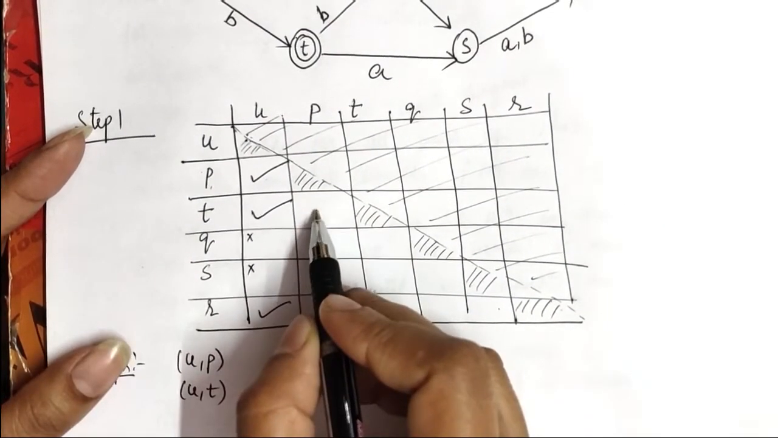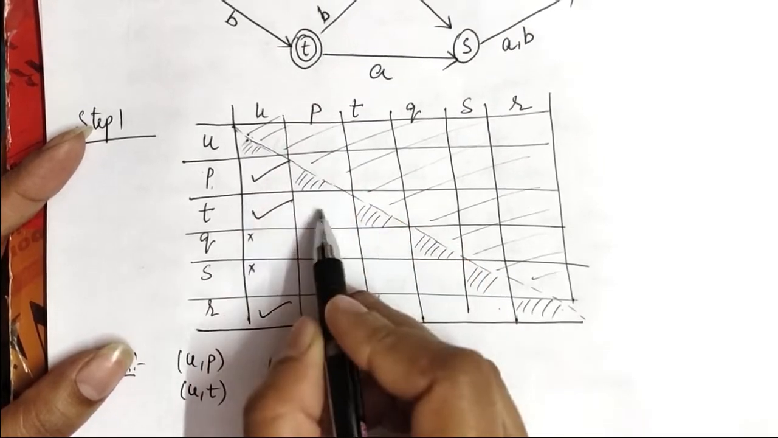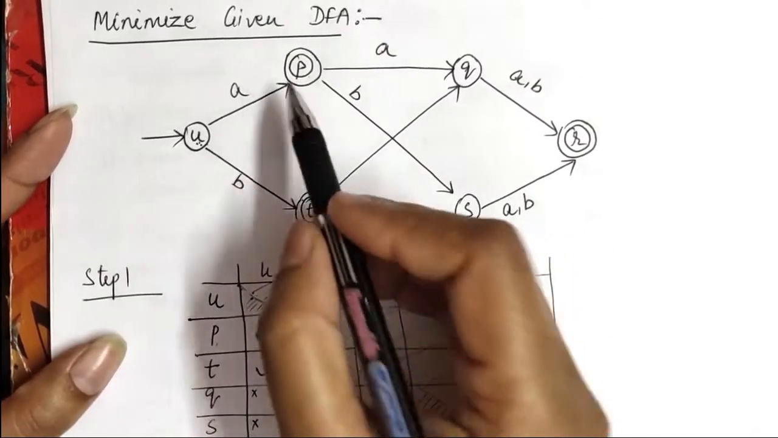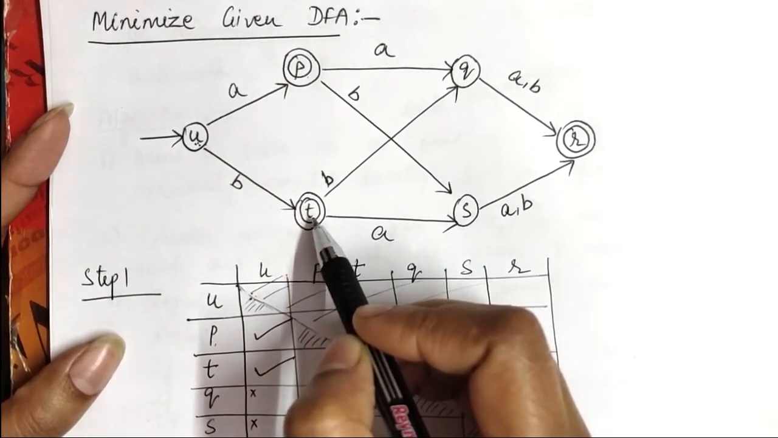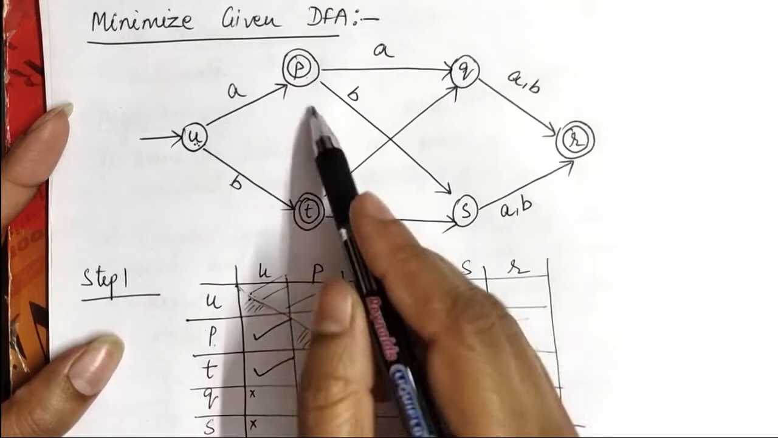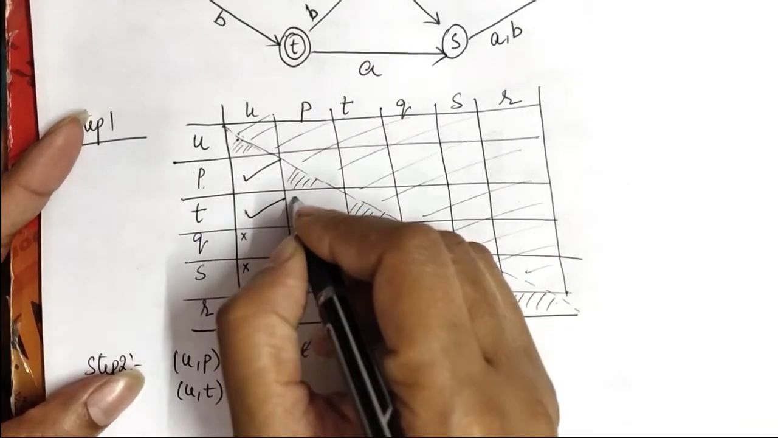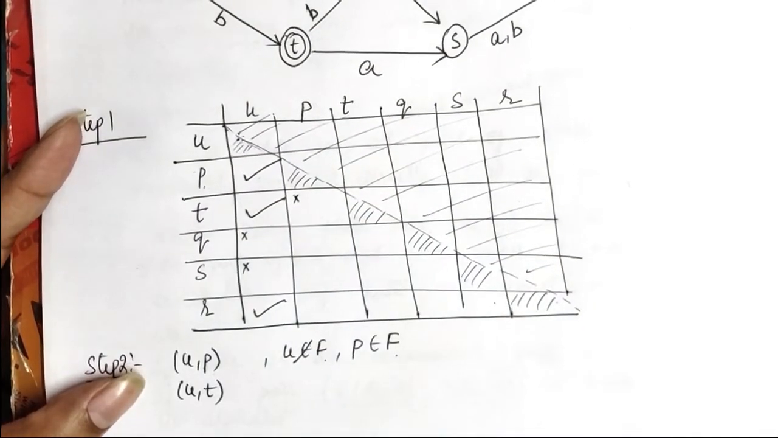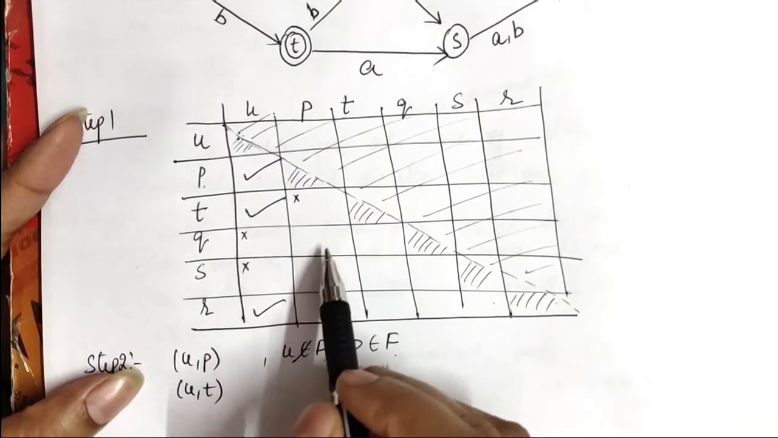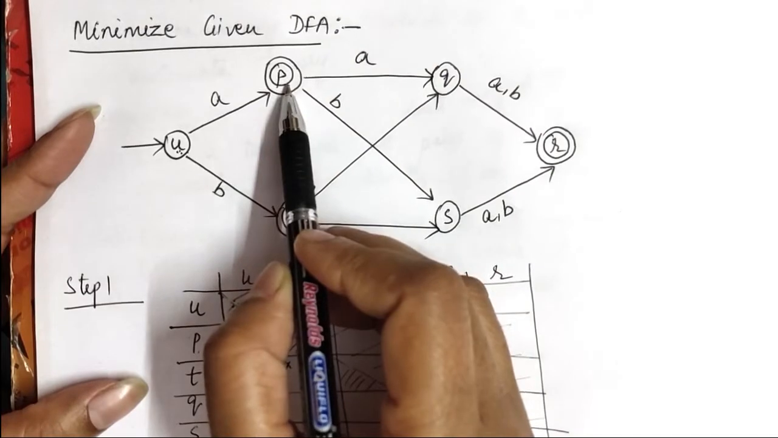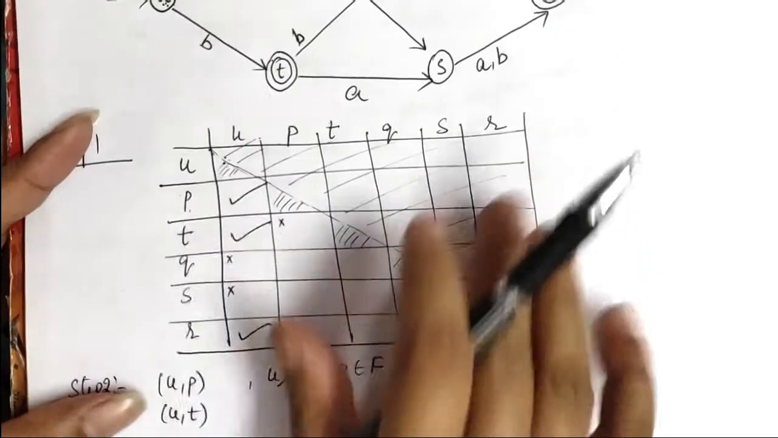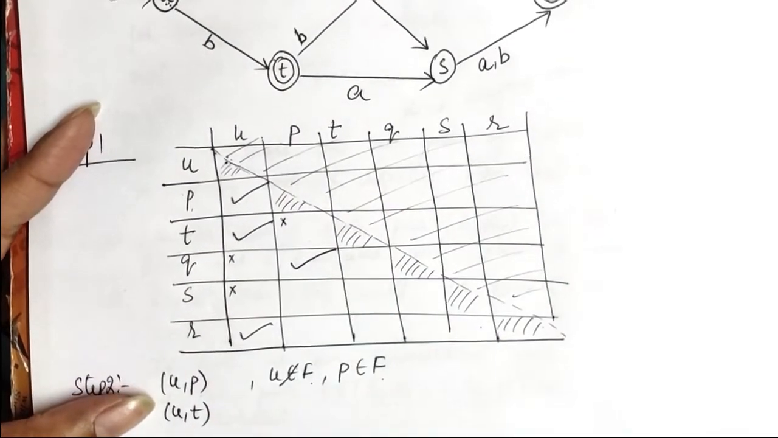Now the next cell is P comma T. This cell says P comma T, in which P belongs to the final state and T belongs to the final state. So both states belong to the final state, so we do not mark it and we show it by a cross sign. Now next this cell contains P comma Q, in which P belongs to the final state and Q does not belong to the final state, so we mark it like this.